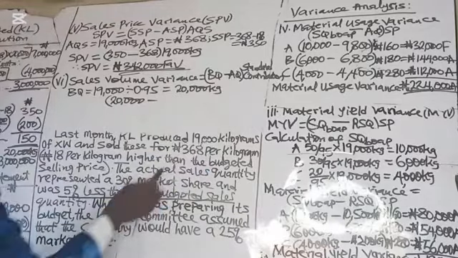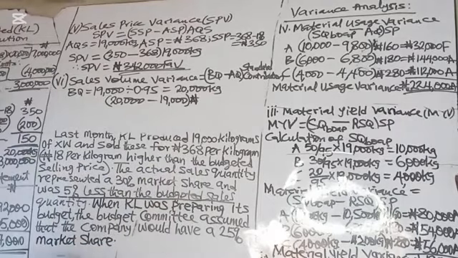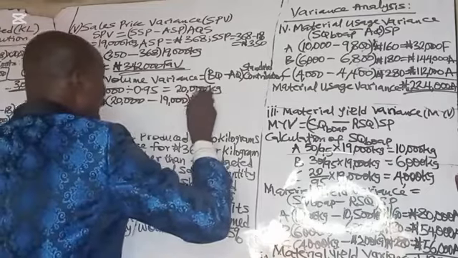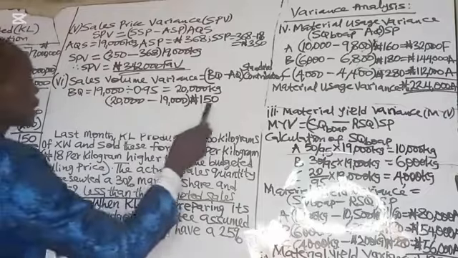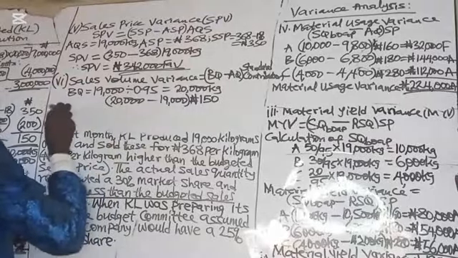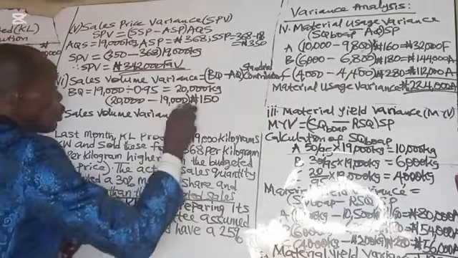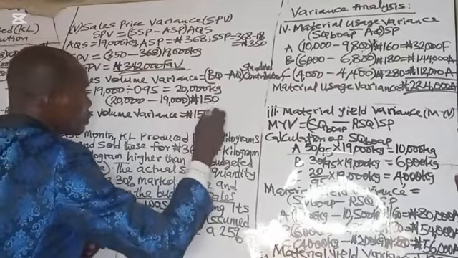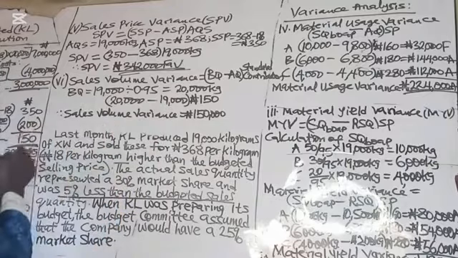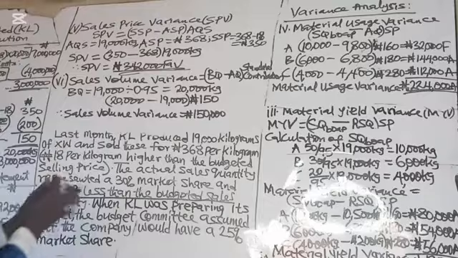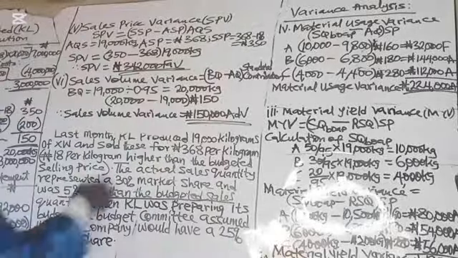minus actual quantity sold, 19,000 kg, multiplied by the standard contribution, which we calculated earlier, and we got 150 as the contribution. So 20,000 minus 19,000 gives us 1,000. 1,000 times 150 gives us 150,000. Therefore, sales volume variance will be 150,000. The budgeted quantity is greater than the actual quantity sold. That means less of the product was sold than budgeted. Therefore, it is an adverse variance because less was sold during the period.